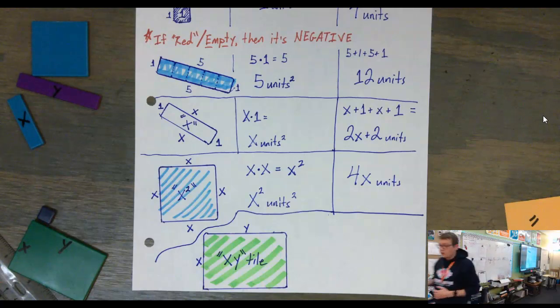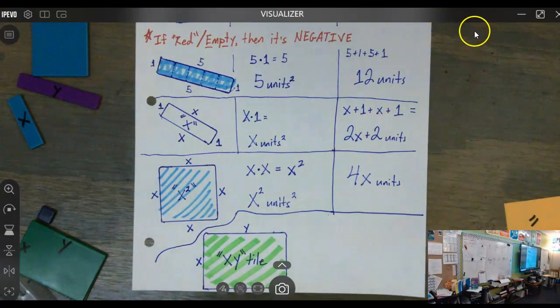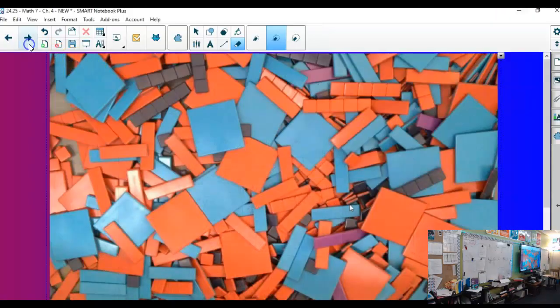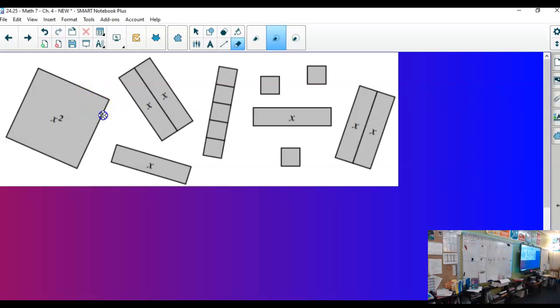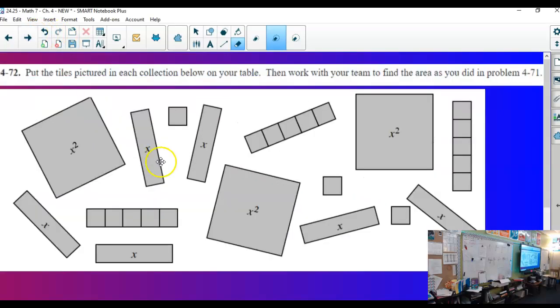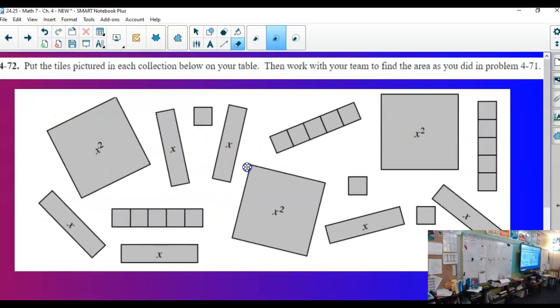Your shopping list is for each individual person. This is your shopping list. But each of you needs to have these in front of you by the time we come back together and work to solve these problems. So you can only come up and get one type of tile at a time. Not one tile, but one type.